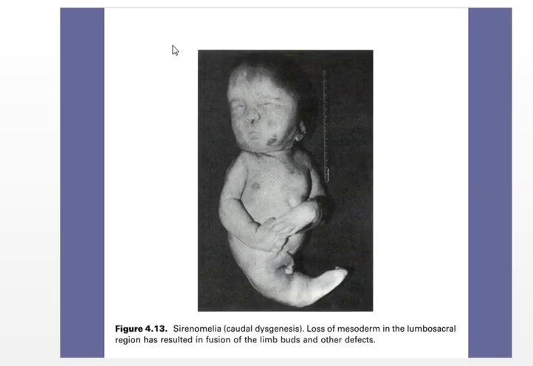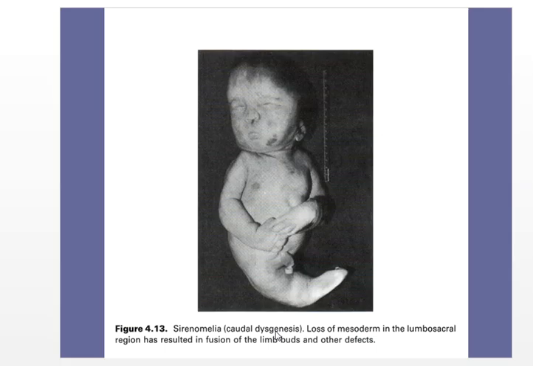Here you can see some teratogenesis associated with gastrulation. As you know, the primitive streak is formed during the 3rd week of development, and after the 4th week gradually the primitive streak decreases in size and is obliterated. If the primitive streak is obliterated and disappears before the normal time, we have an abnormality like this one, named sirenomelia or caudal dysgenesis.